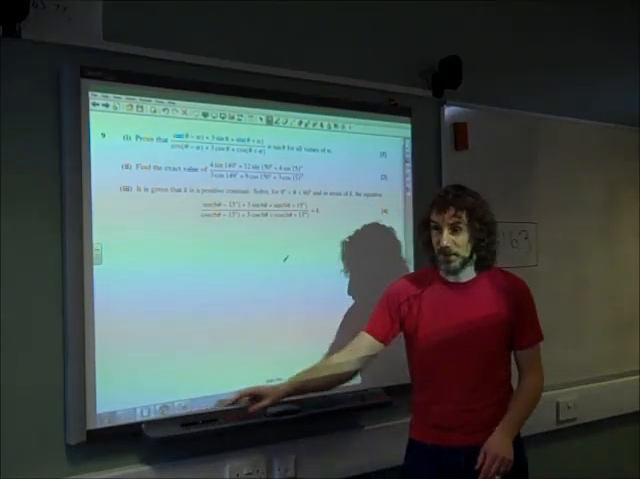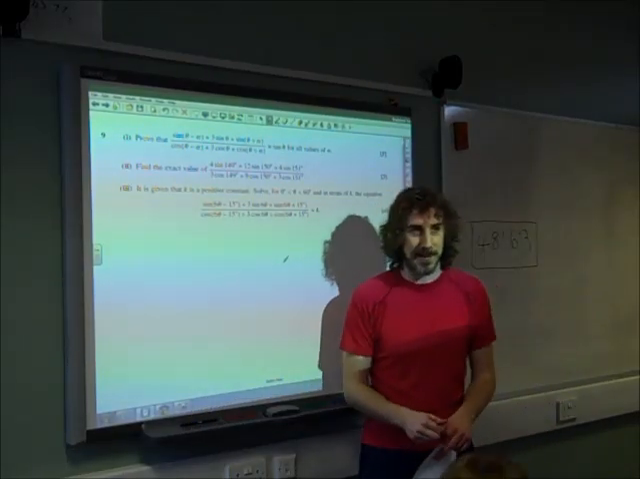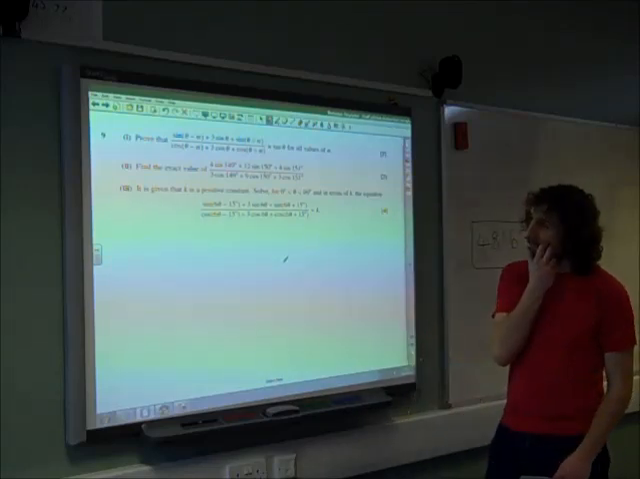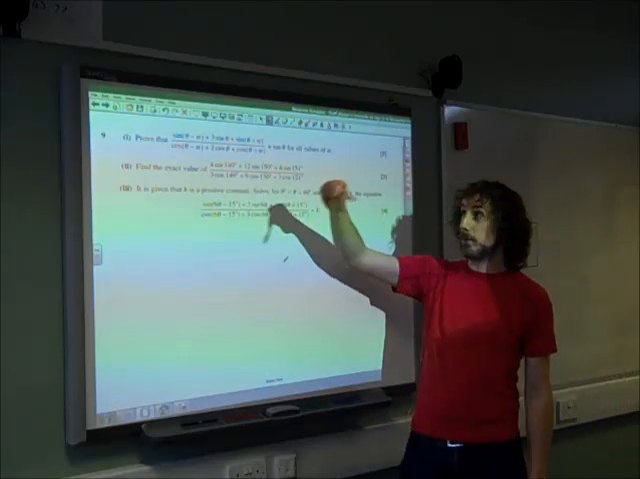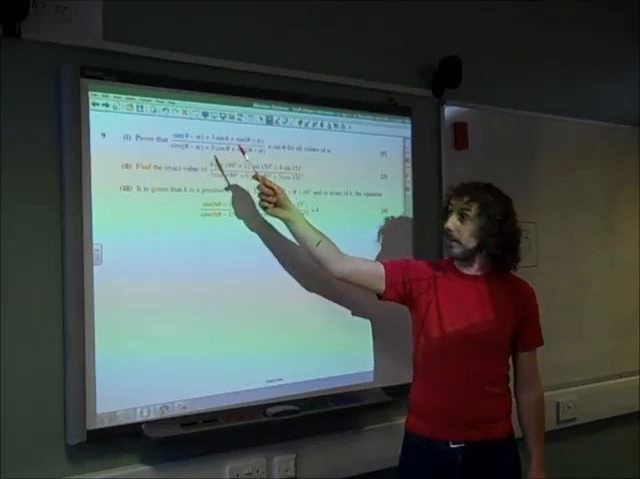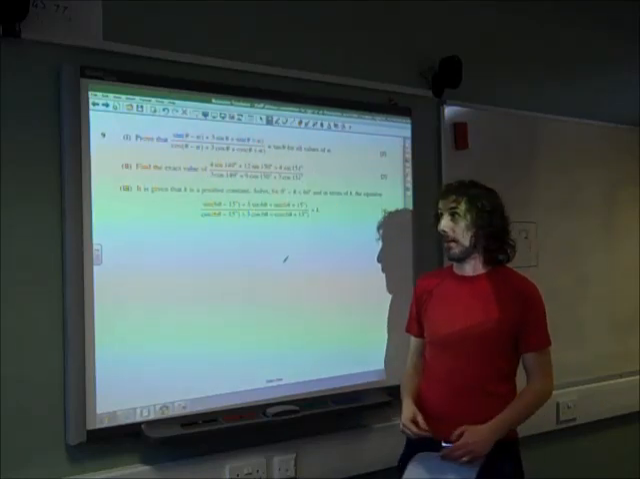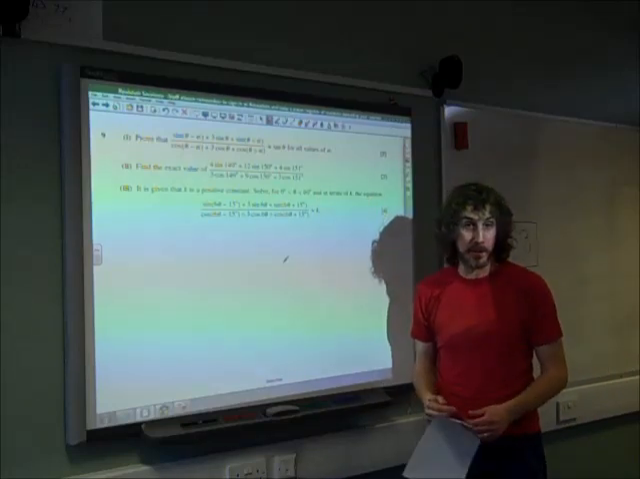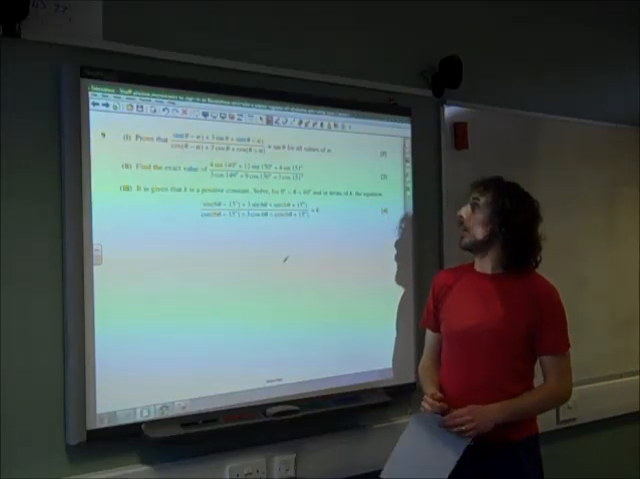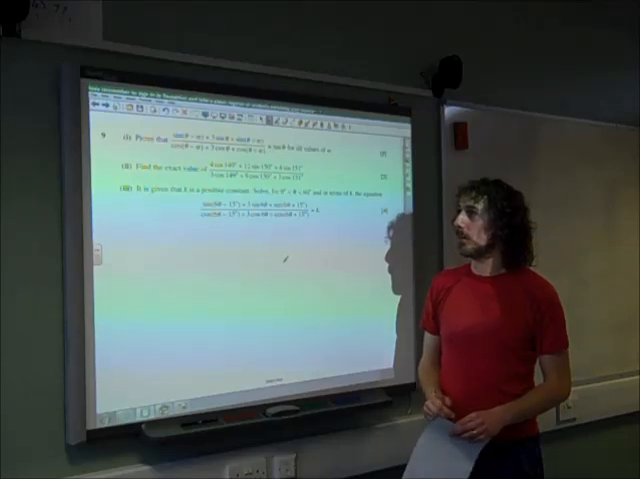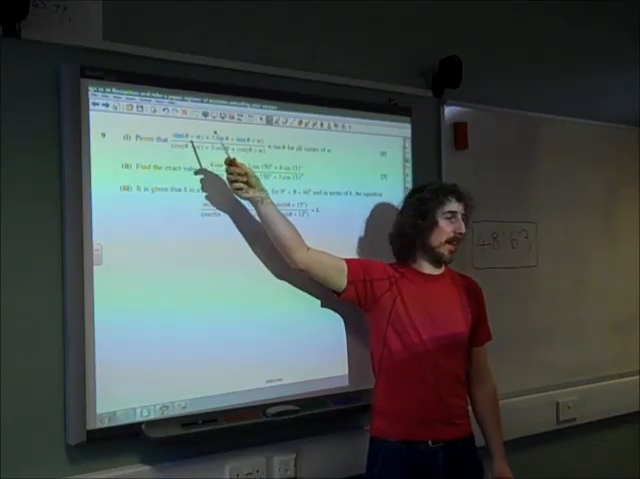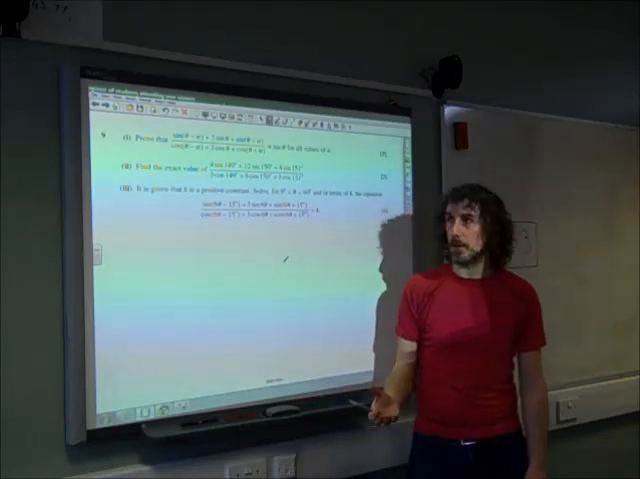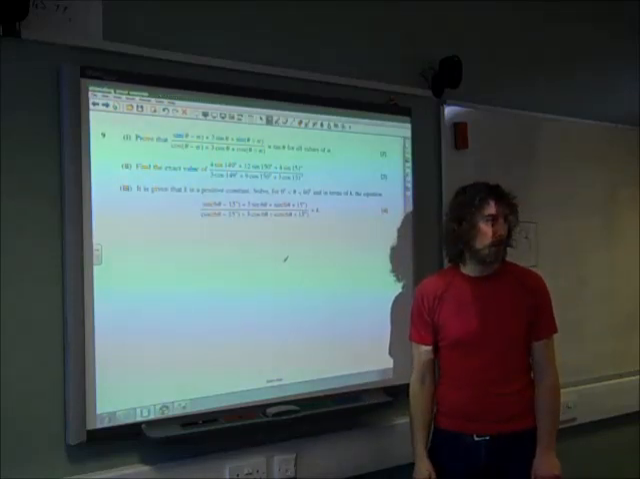Okay, so we're back with question 9 on this paper, the final question. Prove that, I'm not even going to read it out, prove that all of that is just equal to tan theta, for all values of alpha. Well, you can see this theta minus alpha appearing all the time in there. So this must be about using those sine A plus B, cos A plus B formulas.